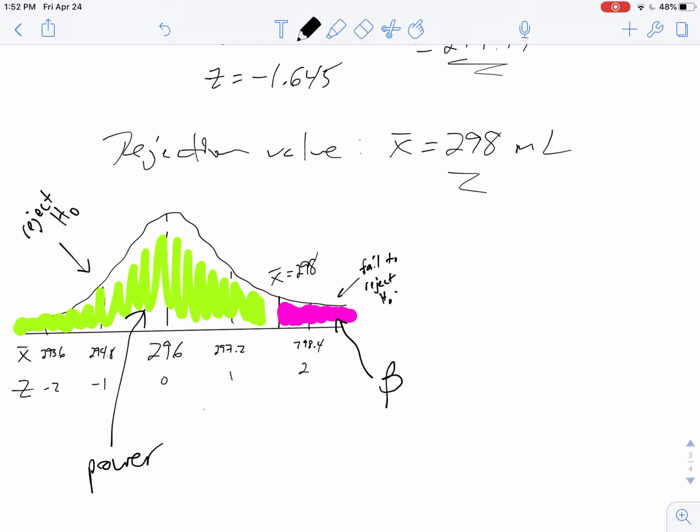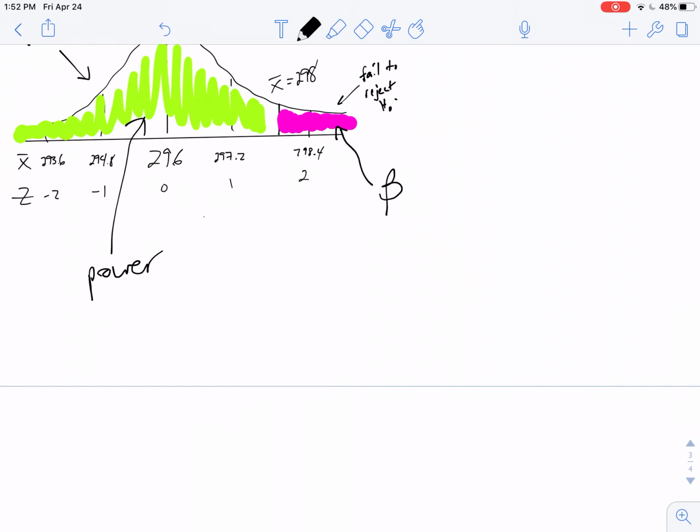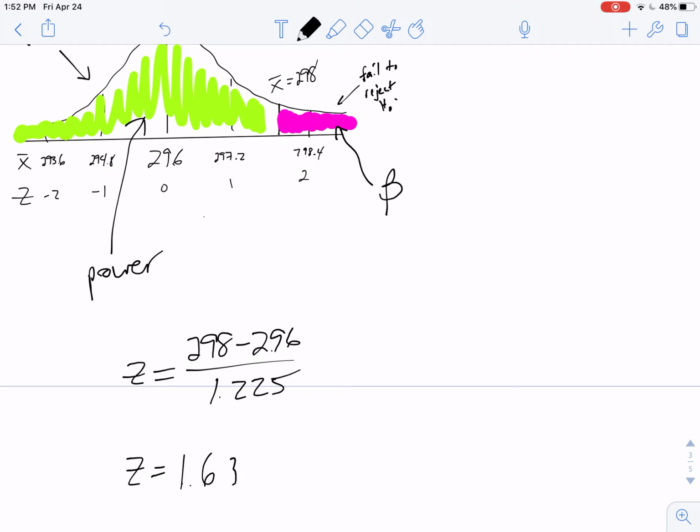Okay, so then all I have to do is calculate a z-score for 298 and then use normal CDF to calculate a probability. All right, so I'll do the z-score first. So it's 298 minus 296 over that same standard error. So this is going to be a z-score of 1.633. So that's that z-score.